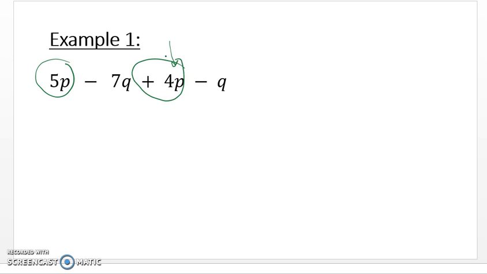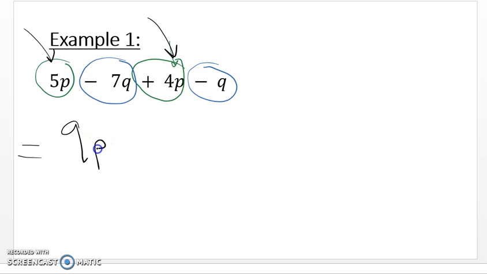Okay? And then I can see I've also got like terms over here of minus 7q and minus q. And once I do that, I think it's much easier not to make any simple errors. So if I have 5p's and I add 4p's, then I would have 9p. And if I have minus 7q and I minus another q, there's no number there, but we know that if there's no number, we're really just minusing one q. So if I have 7 q's and I minus another q, then I would have minus 8q.